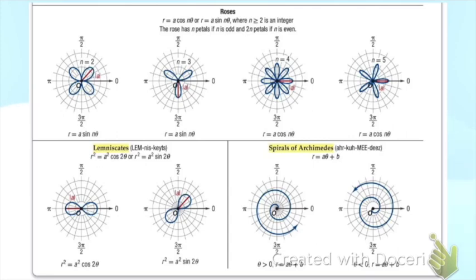Then you have these things called lemniscates. When you have a squared cosine double angle, or a squared sine double angle, we basically get propeller looking things, is the best way to say it, or sideways infinity symbols. And the last one we get is a spiral of Archimedes if we have just an angle measure times a, and then you're adding some number b.